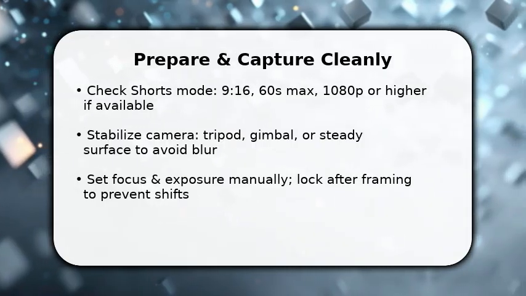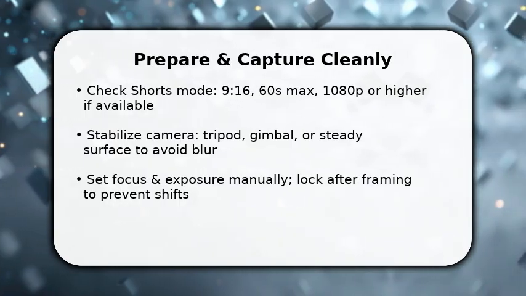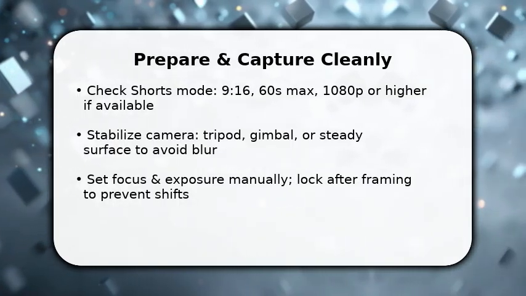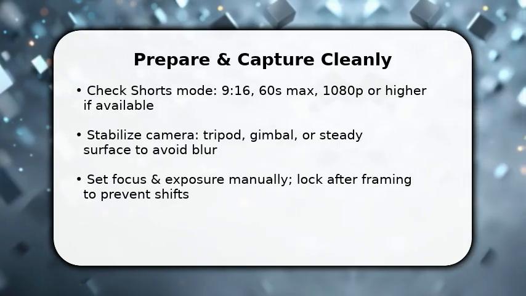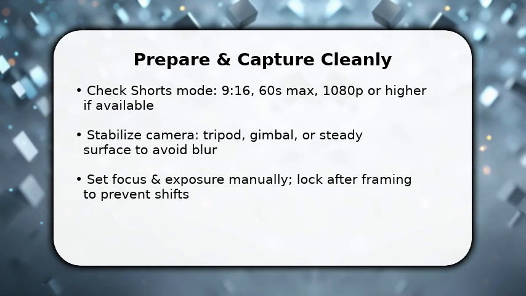Once done, lock exposure to avoid hunting that causes soft frames. Make sure ISO stays low and shutter speed is appropriate for movement. This prevents grain and motion blur, so your footage is sharp before you do any edits.